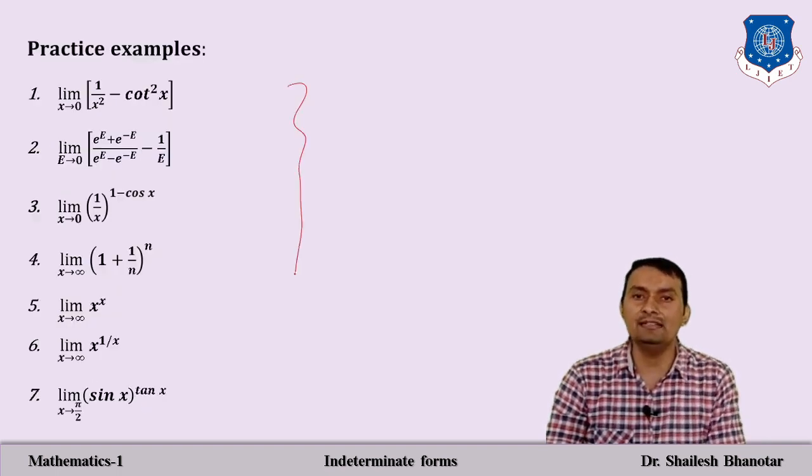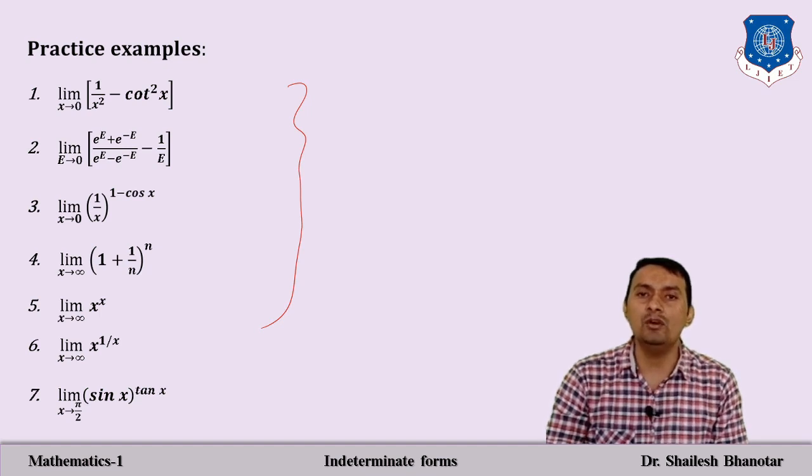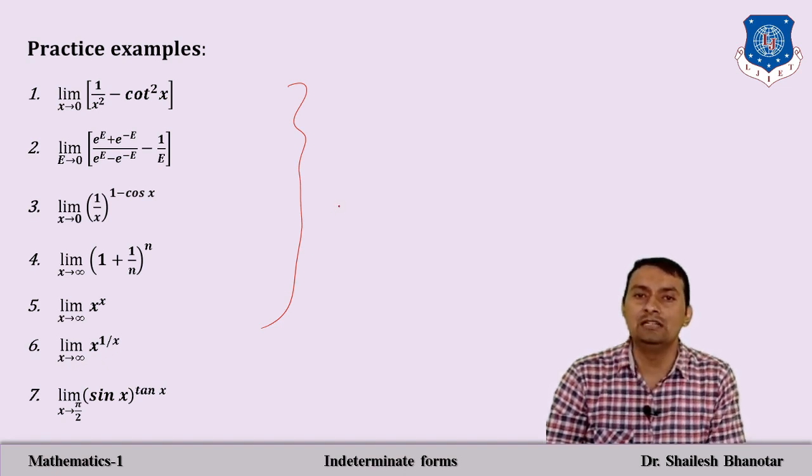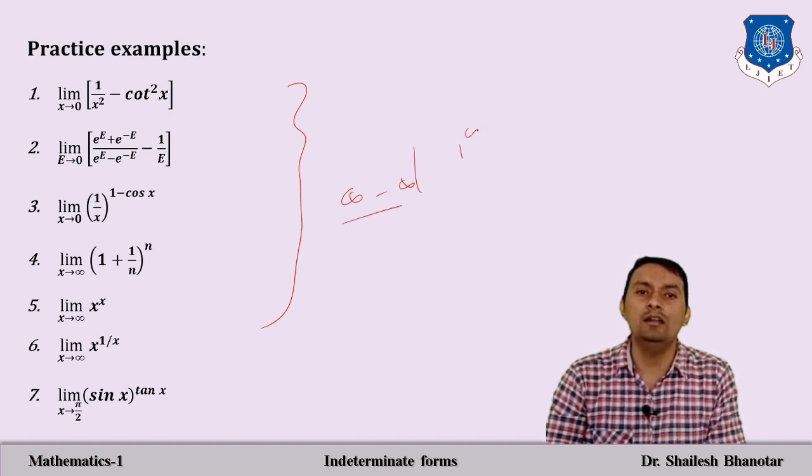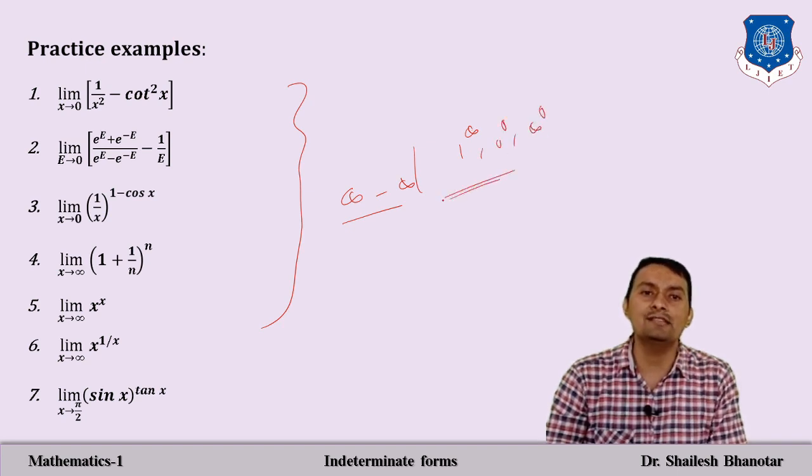And these are the practice examples. First you have to consider which form it is, and based on that you have to decide what to do. So in this video we have covered different forms of the indeterminate form. First, that is infinite minus infinite. Another was 1 raised to infinite, 0 raised to 0, infinite raised to 0. And based on that we can evaluate the limits.